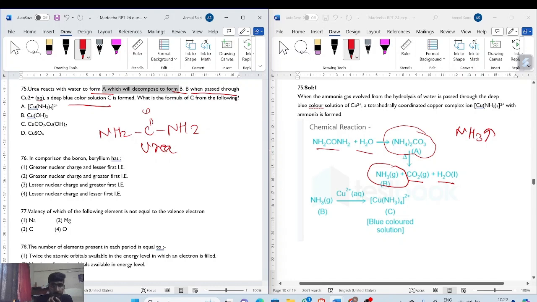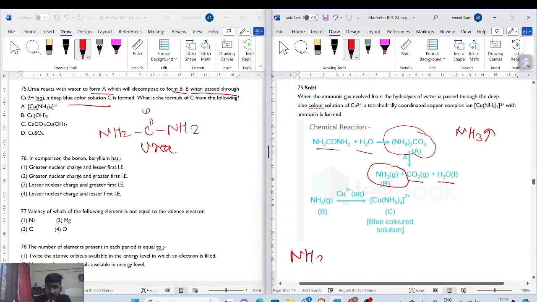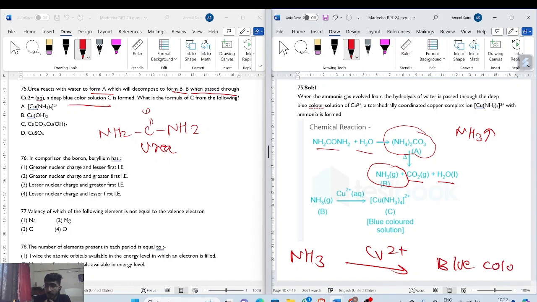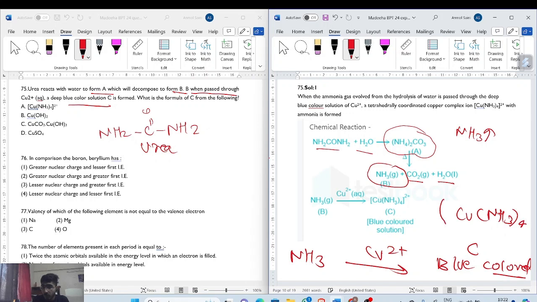So when NH3 is passed through Cu2+ aqueous solution, a blue colored compound will form, which is shown here as C. What is the chemical formula for C from the following reaction? When we react NH3 with Cu2+ solution, the [Cu(NH3)4]2+ compound will form, and the color of this solution is blue.